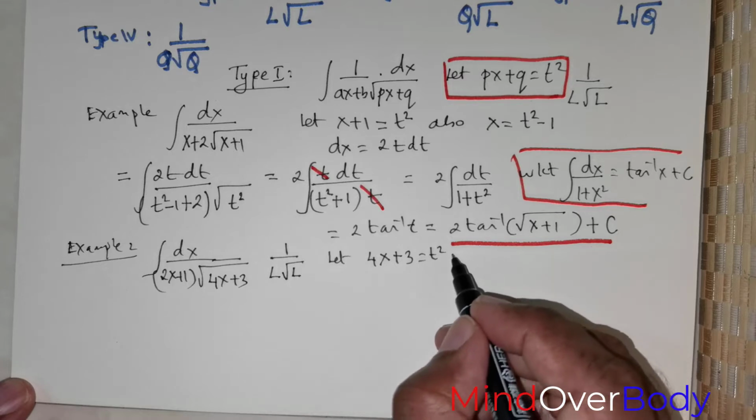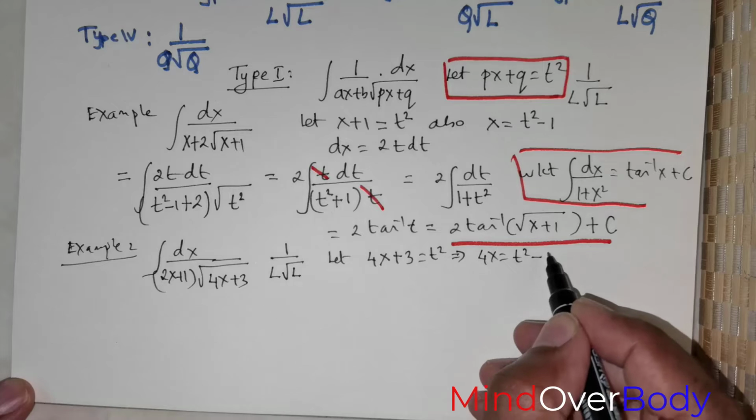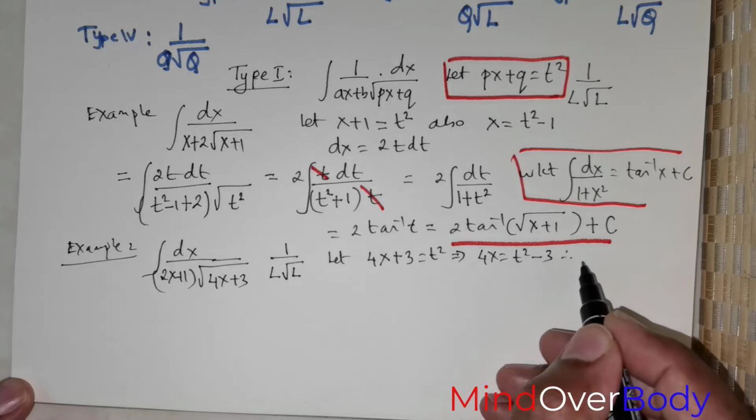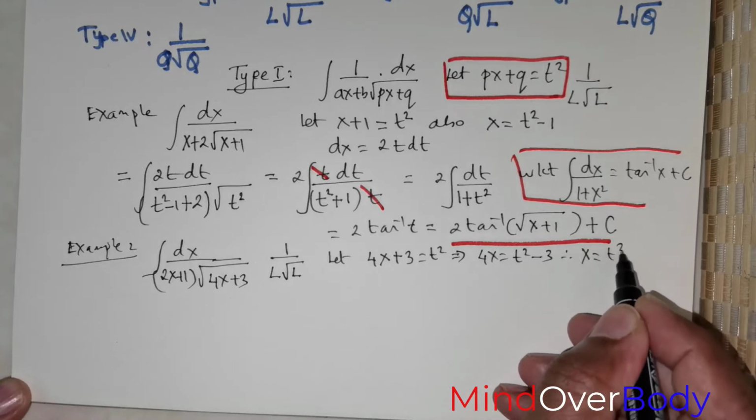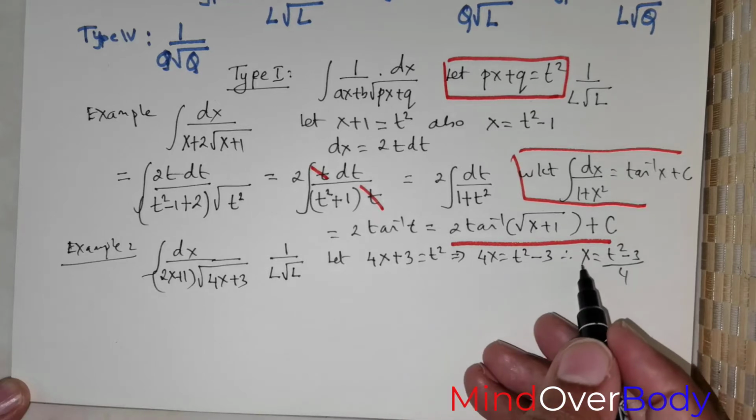So from here, this would mean that 4 times x is equal to t squared negative 3, and clearly x is equal to t squared negative 3 divided by 4. So this is just to extract x.